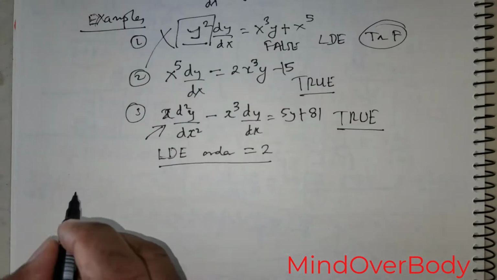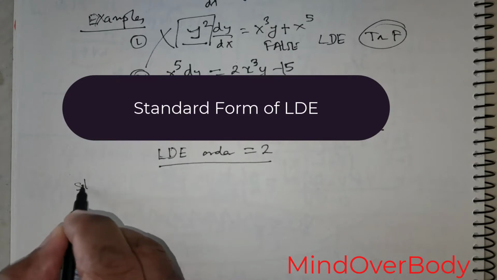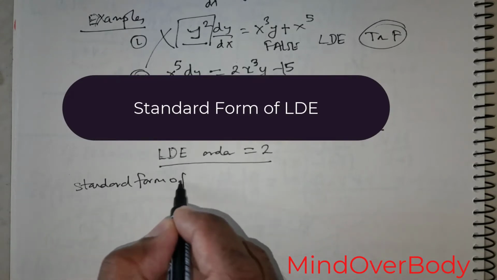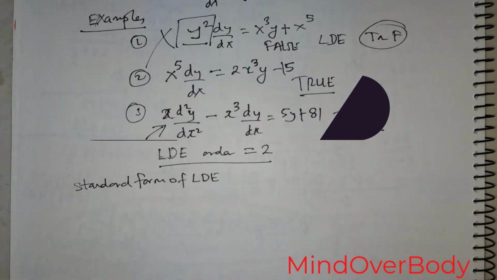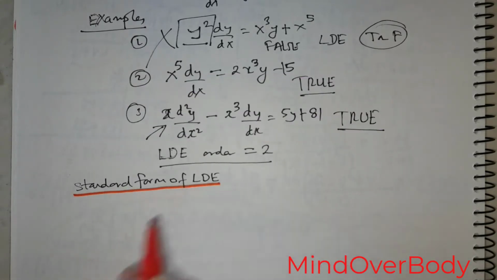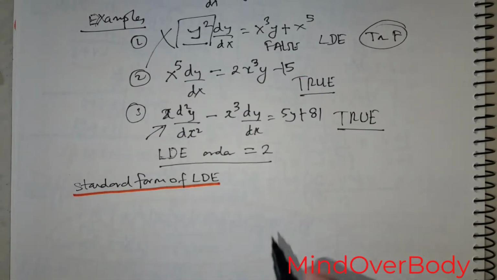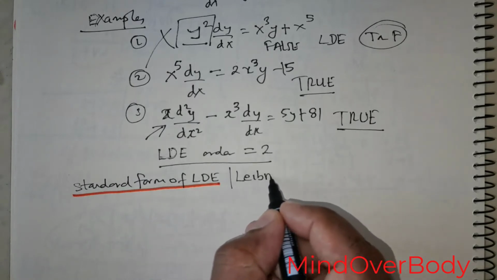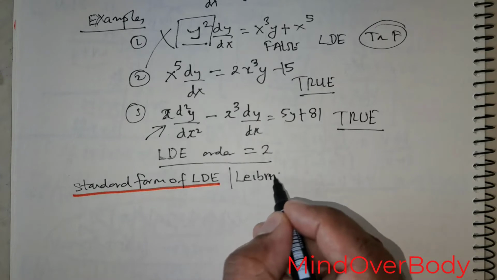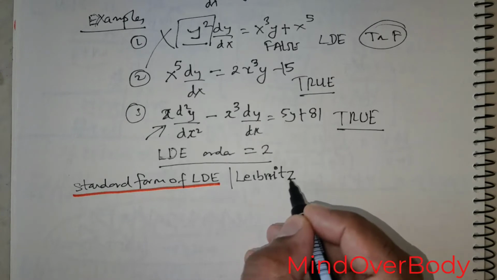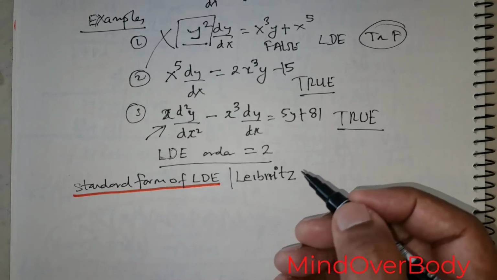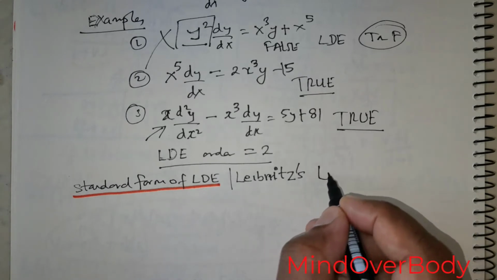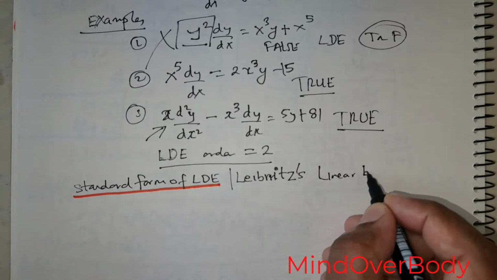Students, we are going to learn the standard form of linear differential equation. So what exactly is the standard form? Now have it in mind. This standard form is also called Leibniz, Leibnitz. Leibniz is one of the inventors of calculus. So this is also called the Leibniz linear equation.